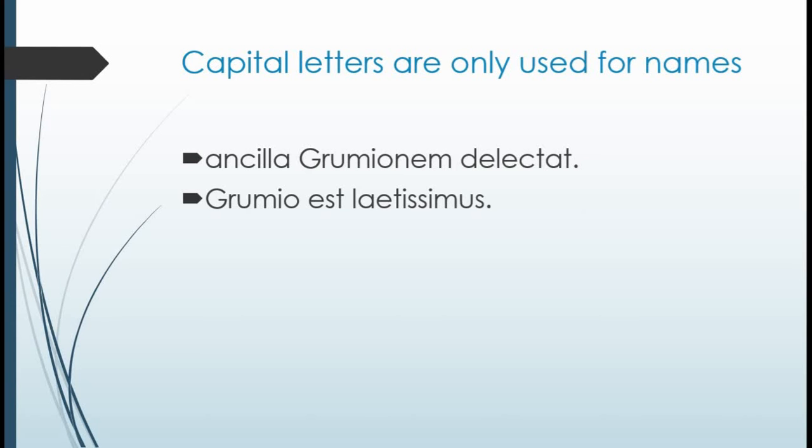So let's have a look at this first sentence here then. Ancilla grumionem delectat. Now, delectat means pleases, ancilla means slave girl, and we know that grumionem is obviously Grumio. But what you'll notice is that even though ancilla comes at the start of the sentence, it doesn't have a capital letter. However, it is the subject, so we're going to translate that first. The slave girl pleases Grumio.